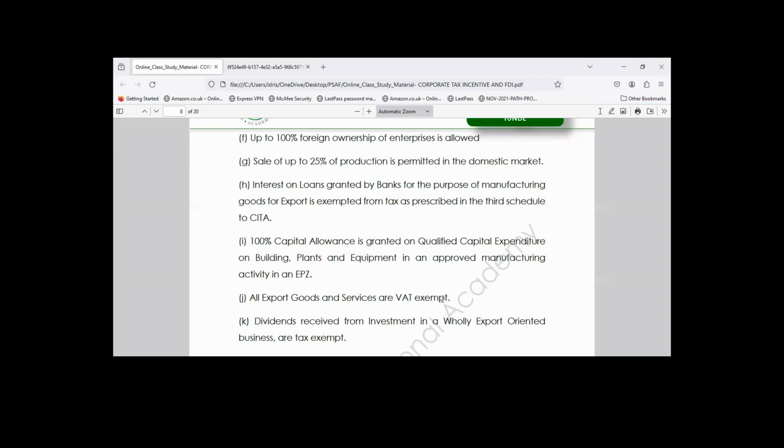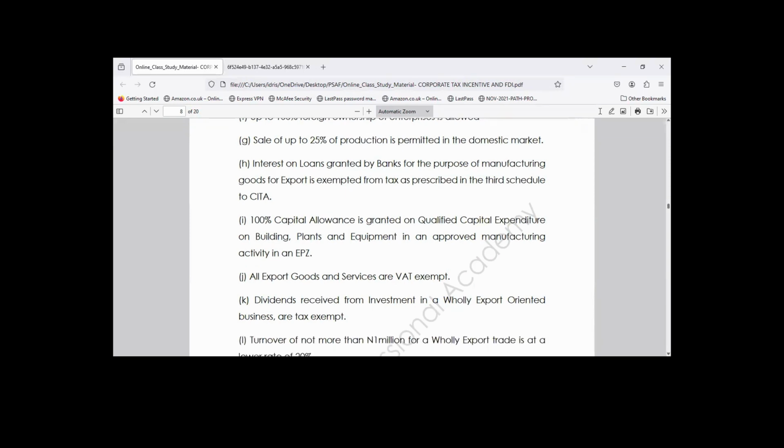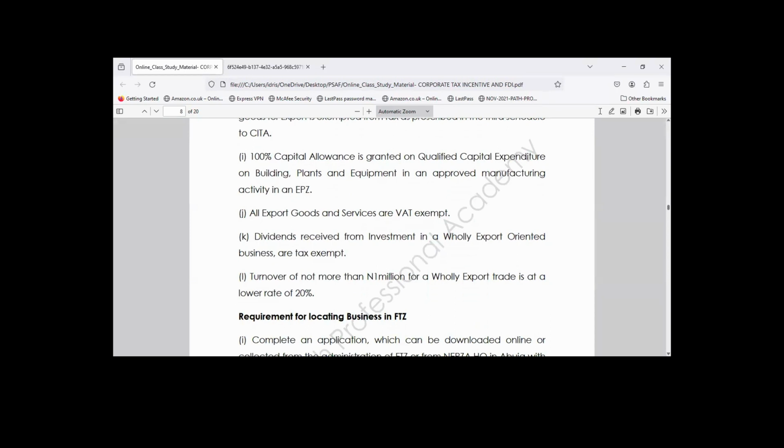Another incentive is under the export processing zone: dividend received from investment. The shareholders of an export processing zone company, if they receive dividend, such dividend is tax exempted. They will not deduct withholding tax on the dividend. The shareholder will not pay any tax on the dividend. So those are the incentives for companies in export business, for companies engaged in export activities, either located in an export processing zone or outside the export processing zone.